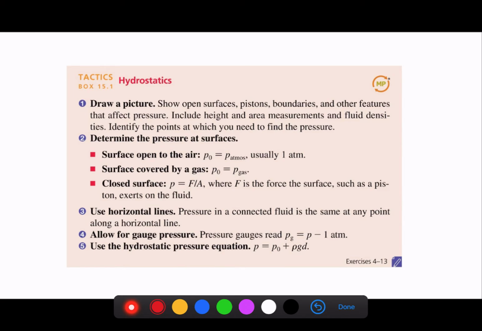Make sure that you know whether the pressure numbers that you've been given are gauge pressure numbers or absolute pressure numbers. There's a difference of 1 atmosphere between the two. And then finally, use your hydrostatic pressure equation that we've derived multiple times. If you forget it, you can always go through and rederive it just by looking at your net forces.